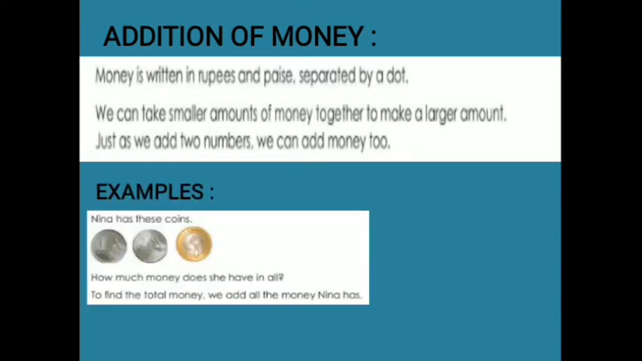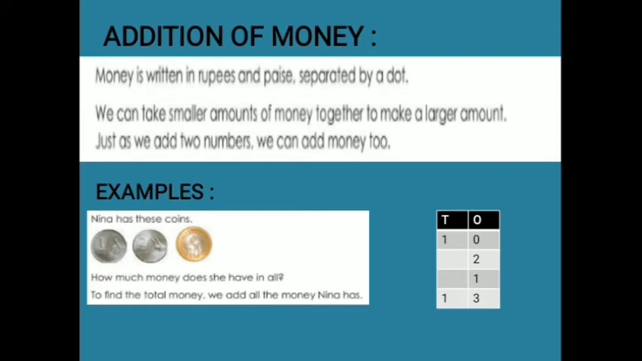Nina has these coins. 1 rupee coin she has, 2 rupees coin she has, and 10 rupees coin she has. How much money does she have in all? So we are going to add how much money Nina has in total. To find the total amount of money, we add all the money Nina has. So Nina has a 10 rupees coin, then a 2 rupees coin and a 1 rupee coin.